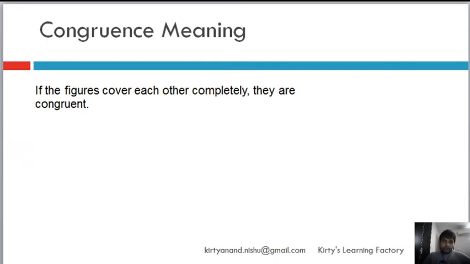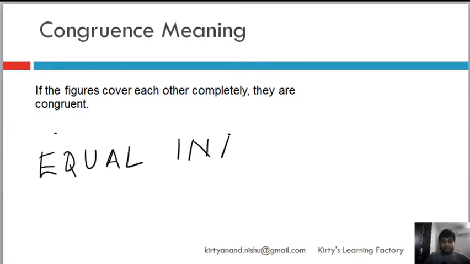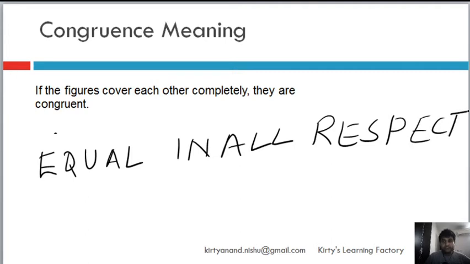Let's understand what congruence is. Meaning of congruence is equal in all respects. हर तरीके से same होना चाहिए. That is the meaning of congruence. If it is equal in all respects, two figures are congruent. And how can they be equal in all respects?